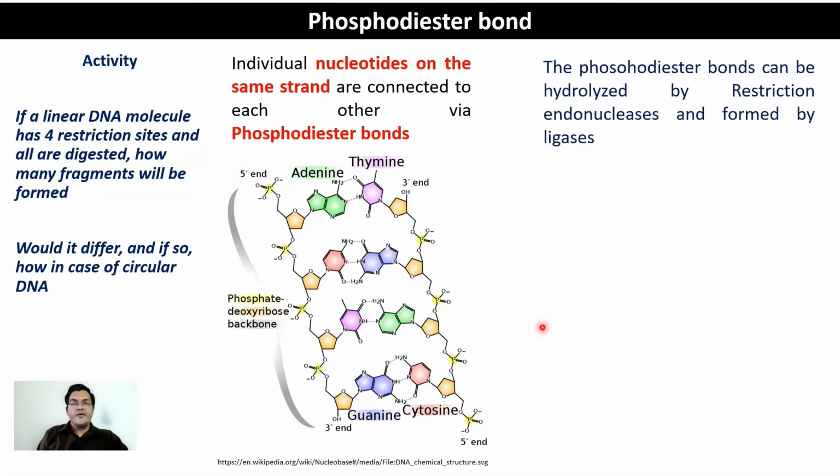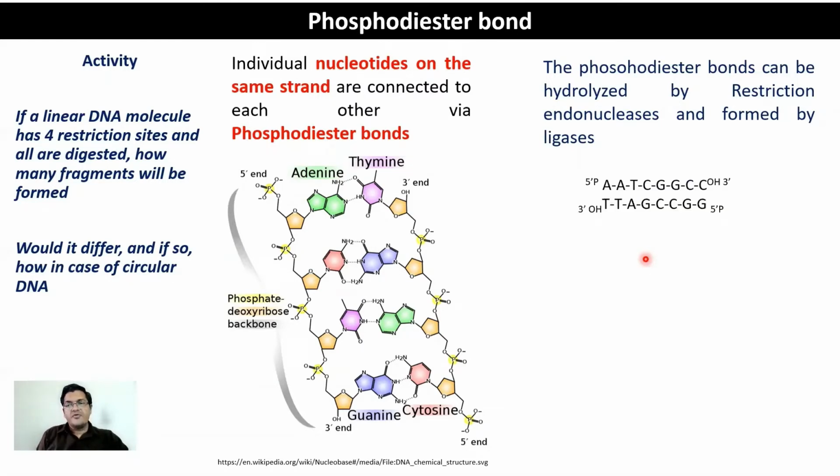And restriction enzymes, what do they do? They basically hydrolyze these phosphodiester bonds and therefore break the DNA molecule into fragments. So the phosphodiester bond can be hydrolyzed by restriction endonucleases and formed by ligases. So the other important point in phosphodiester bonds is that the formation of phosphodiester bond happens via ligases, right? And that is again equally important, and we discussed the role of ligases in the earlier lecture, and here again we'll do a bit more detailed discussion on ligases.